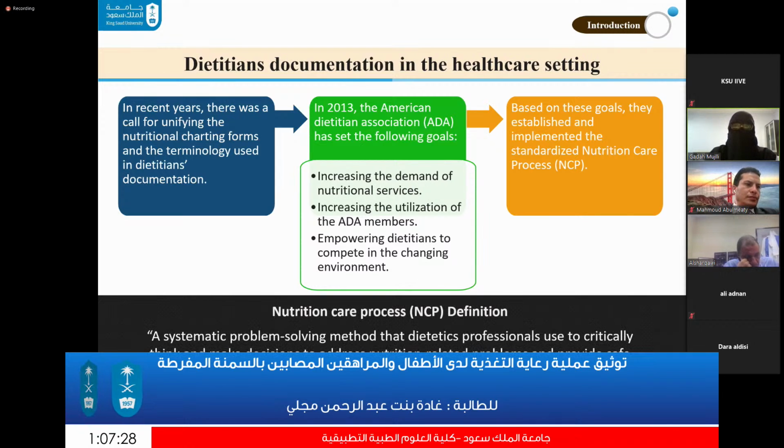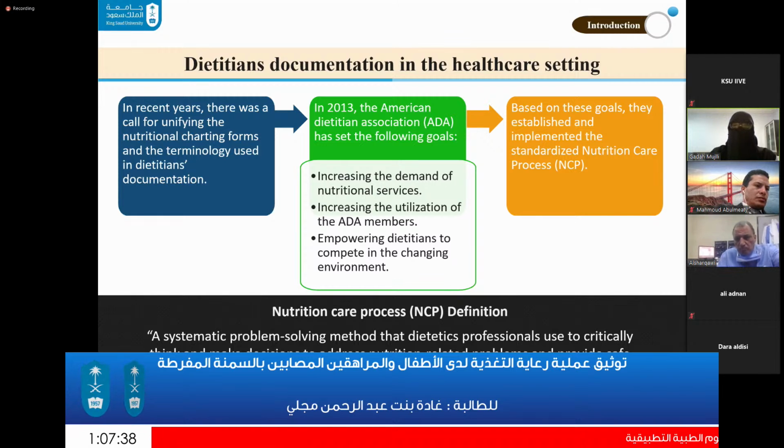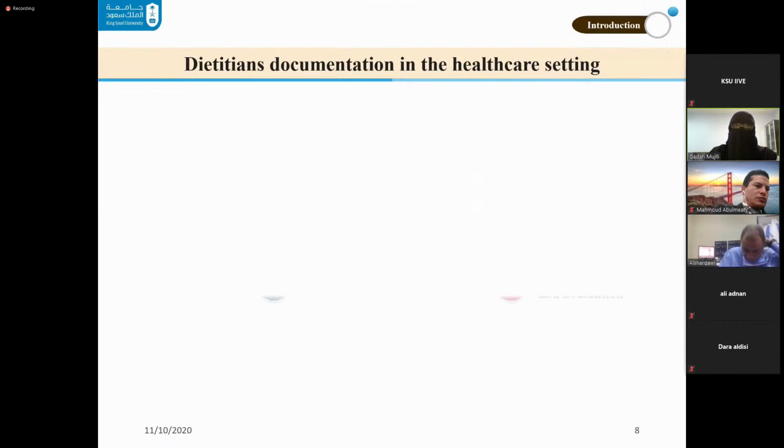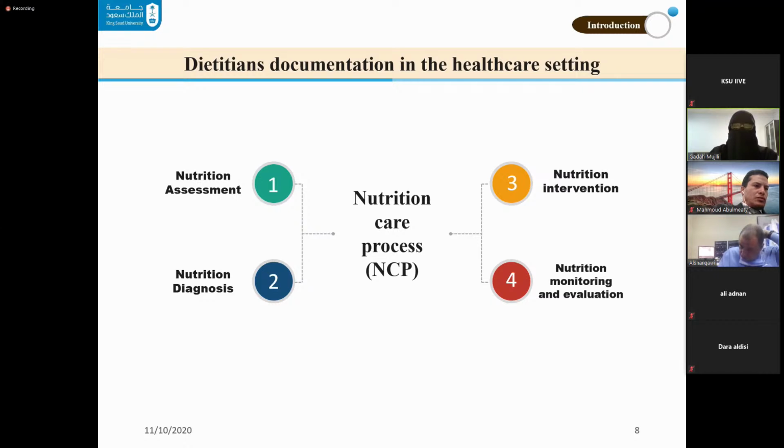This process is defined as a systematic problem-solving method that dietetics professionals use to critically think and make decisions to address nutrition-related problems. This provides a safe and effective quality nutrition care. Nutrition care process steps include nutrition assessment, nutrition diagnosis, nutrition intervention, nutrition monitoring, and evaluation.